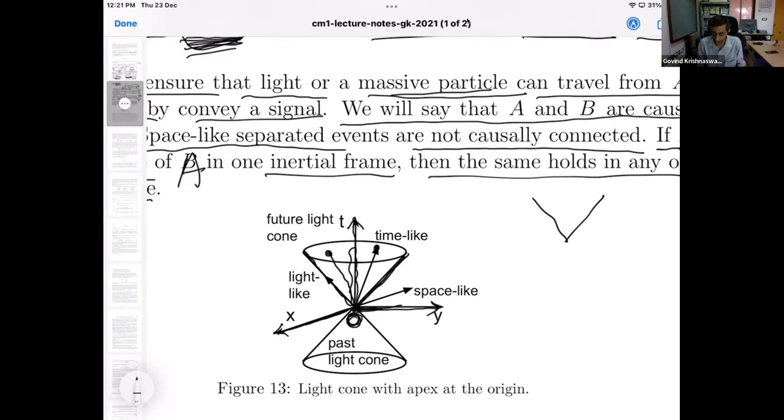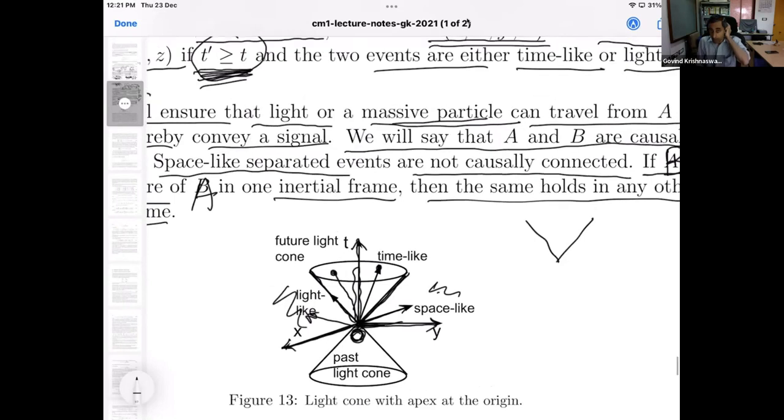And space-like events relative to O, I'm saying, space-like separated events lie outside the light cone. So the things outside the light cone, all here and here, are all space-like separated. Any question about this concept of time-like, space-like separation?